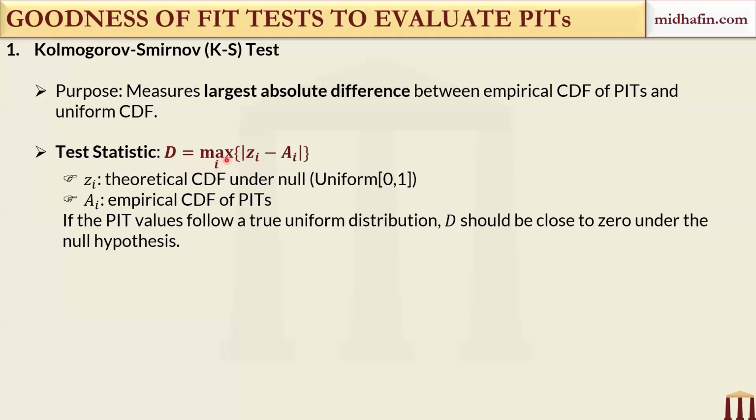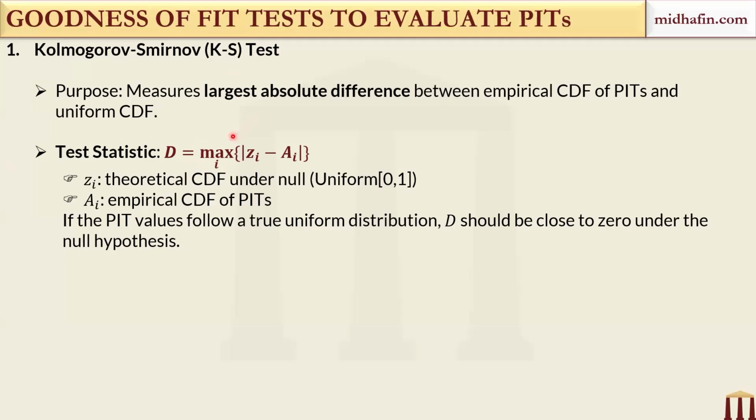Mathematically, it is written like this: D equals the maximum of the absolute value of Zi minus Ai, over all i. Zi is the theoretical CDF under the null, which is uniformly distributed between 0 and 1, and Ai is the empirical CDF, the actual value that we are getting from our PIT data. So if your PIT values truly follow a uniform distribution, then this D should be very close to 0, which means that your model's PIT distribution does not stray much from what we'd expect under perfect calibration.